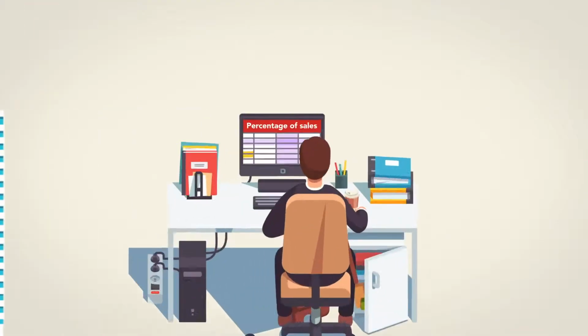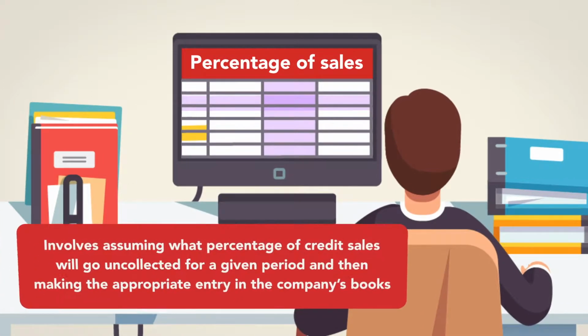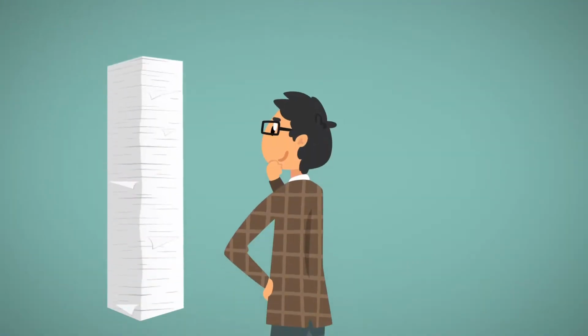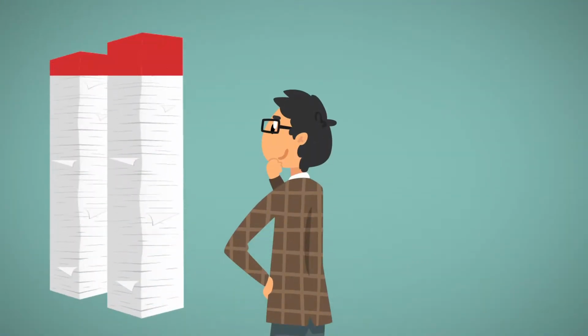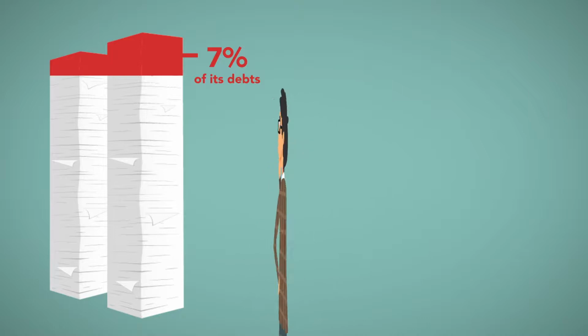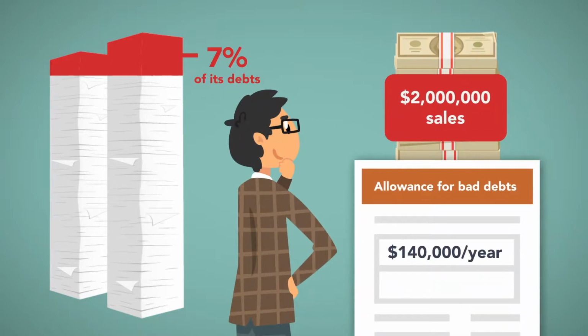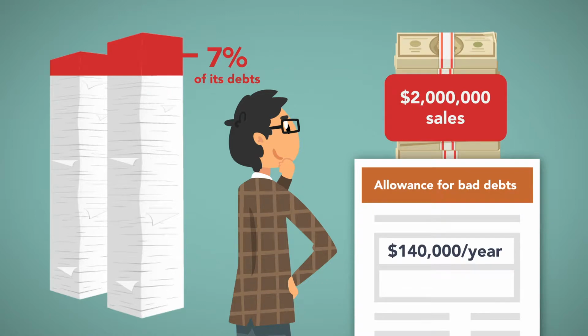One such method, called the percentage of sales method, involves assuming, based on prior experience, what percentage of credit sales will go uncollected for a given period, and then making the appropriate entry into the company's books. For example, every year, Acme assumes that it will not be able to collect 7% of its debts, and it anticipates sales of $2 million. It would therefore make an allowance for bad debts in the amount of $140,000 per year.